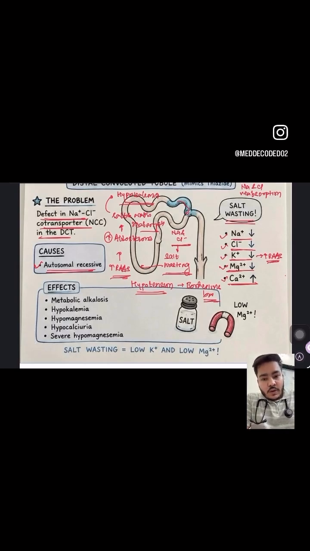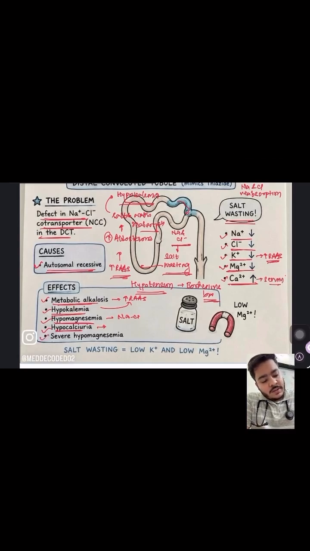Usually it is borderline low. Now, as we go on with the effects, quickly revising. First is metabolic alkalosis. Why does it happen? Because of increase in the renin-angiotensinogen aldosterone system. Hypokalemia, again why does it happen? Because of RAS. Hypomagnesemia is due primarily to the sodium chloride symporter defect, right? Hypocalciuria, right? In urine the calcium is reduced, but in serum the calcium might be increased, right?